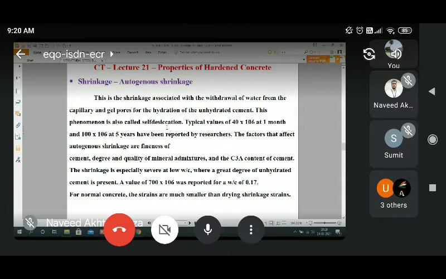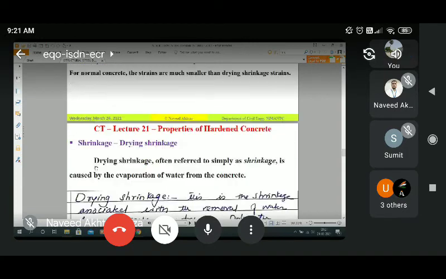So autogenous shrinkages are normally due to the fineness of cement and also the tricalcium aluminate content of your cement.